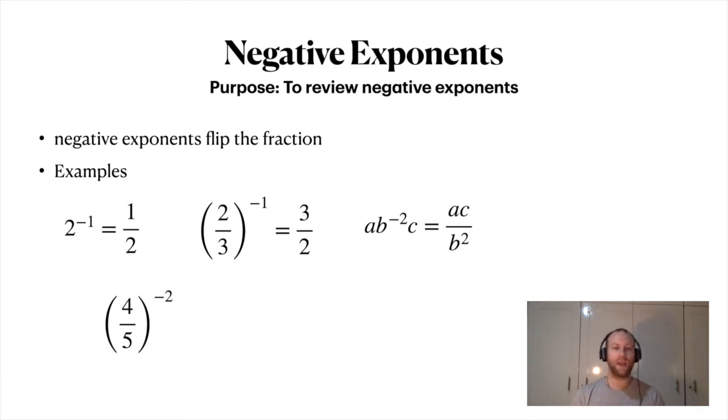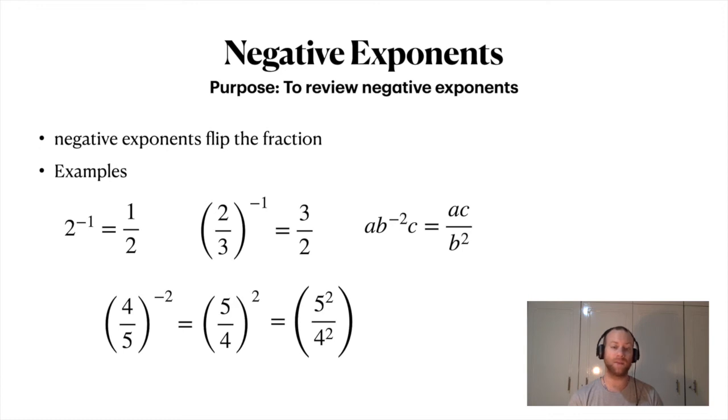Now we'll take a look at this one. I've got a fraction with a negative power. First you're going to use the negative power and flip the fraction, and then apply the power of 2. Once we do that, if I want exponential form, you'd leave it as this. If I wanted standard form, I would put it as 25 over 16.